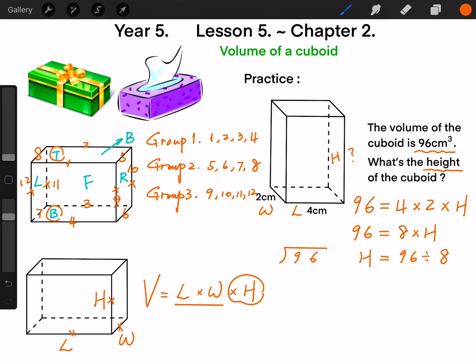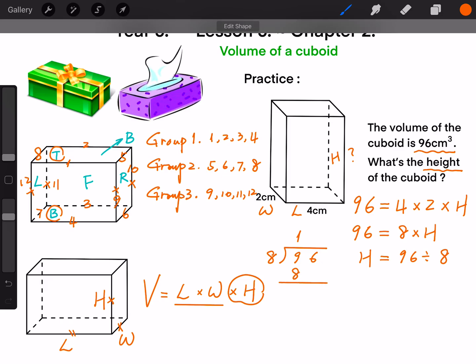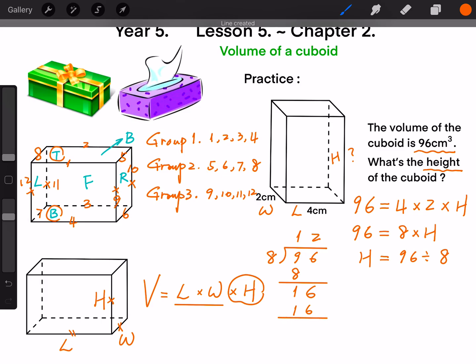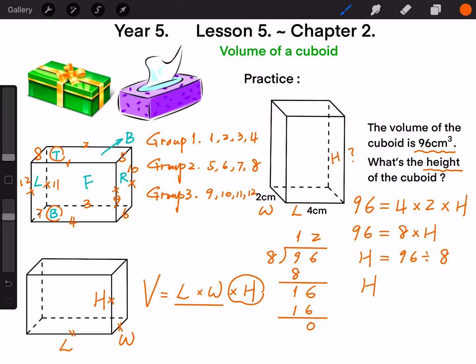96 divided by 8. 1 times 8 equals 8. 9 minus 8 equals 1. Now we have 16. 2 times 8 equals 16. 16 minus 16 equals 0. So height is 12 centimeters.